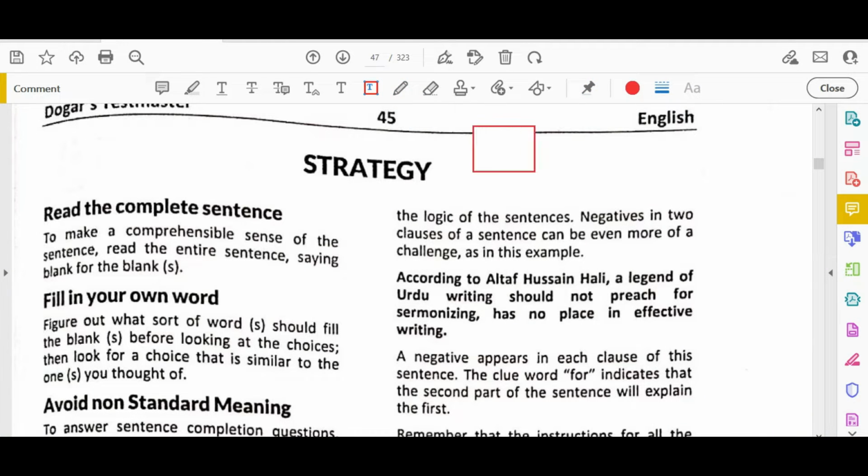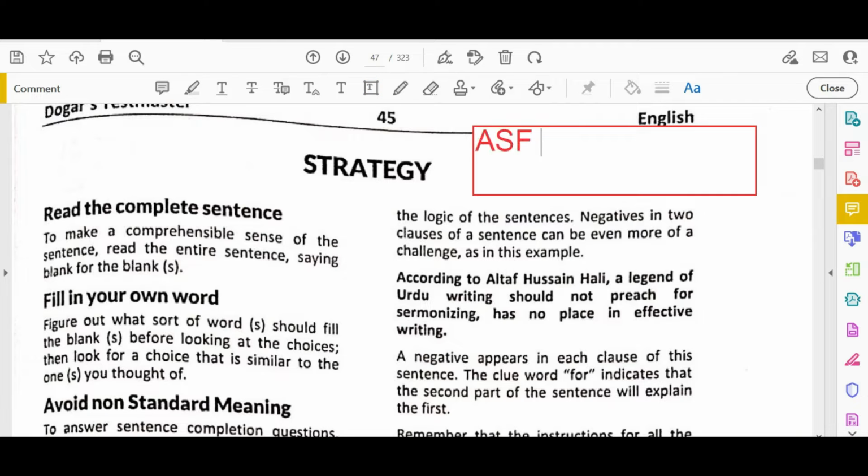We are dealing with the English portion of the ASF test for the post of inspector. So what will be our strategy for the solution of English sentences? Read the complete sentence. First of all, you have to read the complete sentence.